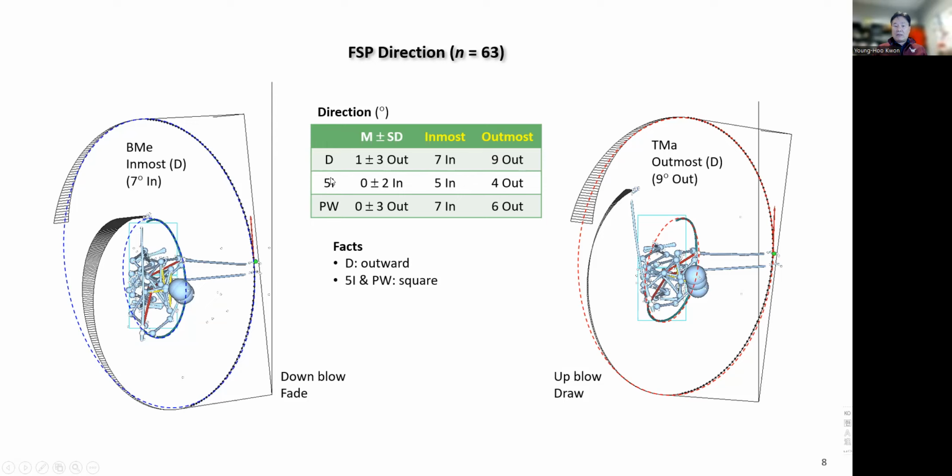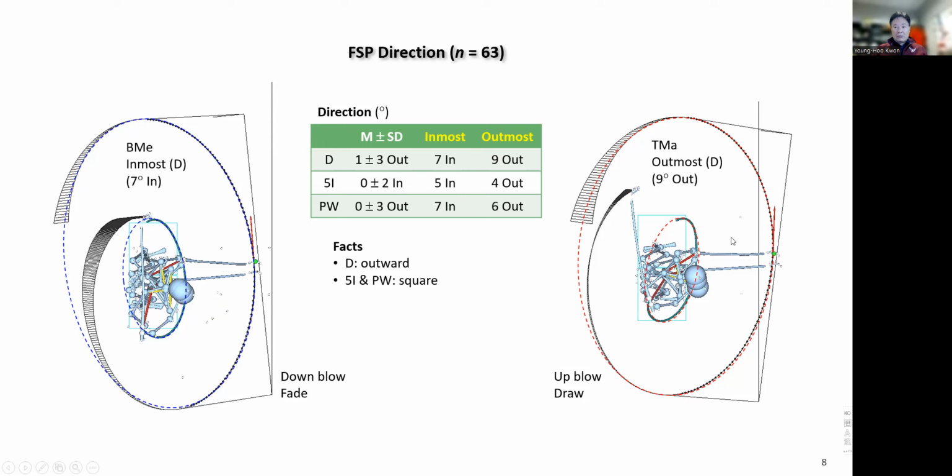And then for the 5-iron and pitching wedge, these are fairly squared. So these are aligned toward the target, 0 degrees on average. But still, it has a fairly wide range here. So what we can see here is that the driver swing tends to have a slightly outward average direction angle, but the iron conditions basically show that the swing planes are more aligned toward the target. So these are the facts we can observe.